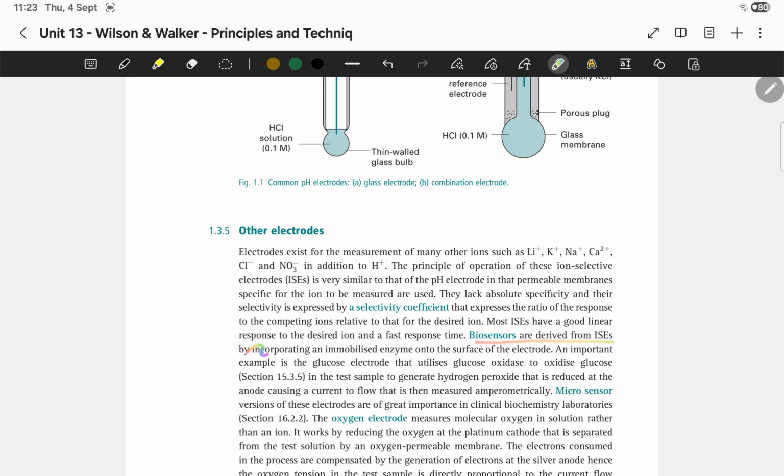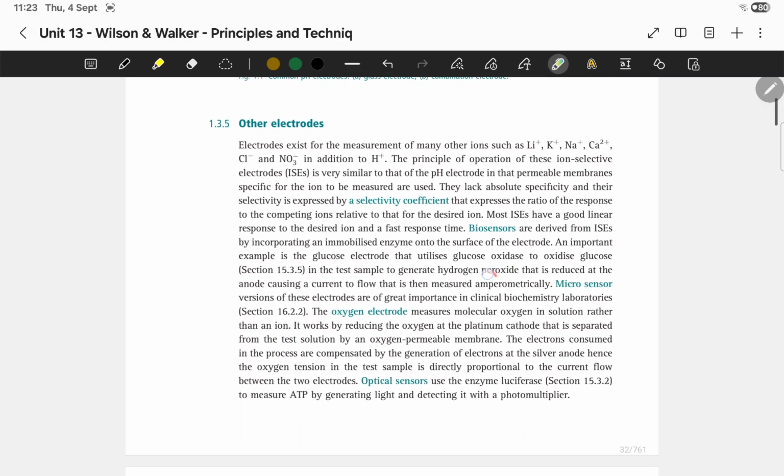Biosensors are derived from ISEs by incorporating an immobilized enzyme into the surface of the electrode. An important example is the glucose electrode that utilizes glucose oxidase to oxidize glucose in the test sample to generate hydrogen peroxide, which is reduced at the anode, causing a current to flow that is then measured amperometrically. Microsensor versions of these electrodes are of great importance in clinical biochemistry laboratories.